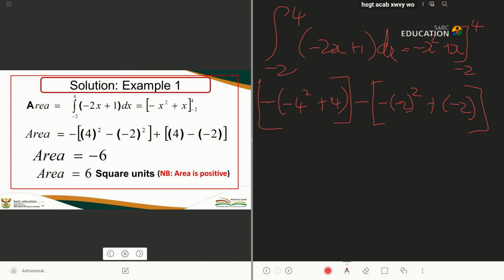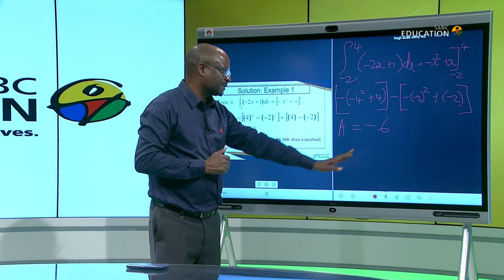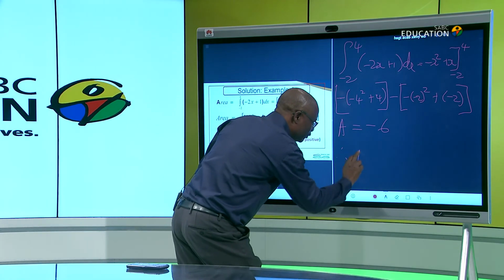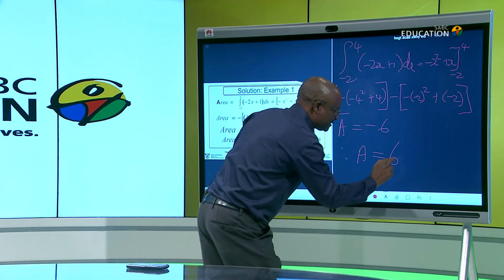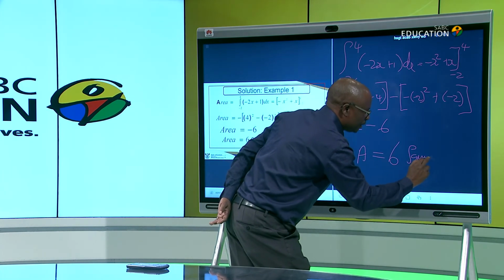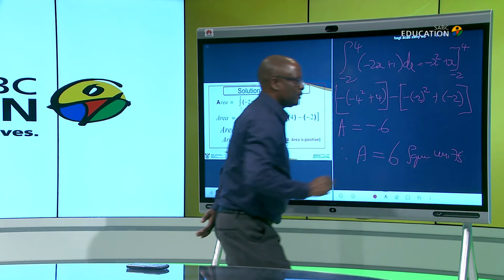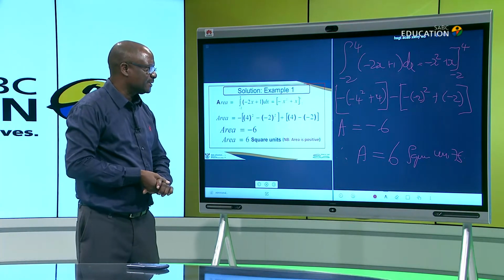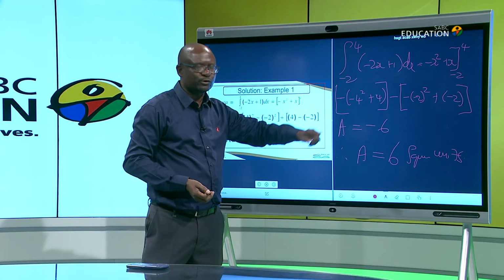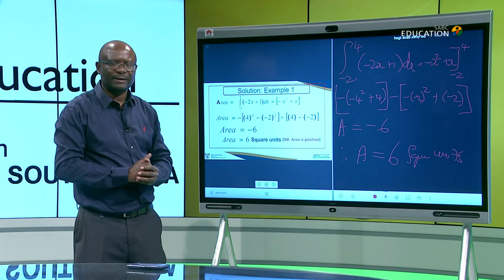To do all this, you are going to find that now your area will be equal to -6. If it is -6, we don't have an area of a negative. Our area must always be positive. Therefore, your area must be equal to 6 square units. You ignore that negative, which just shows that your area is below the x-axis.